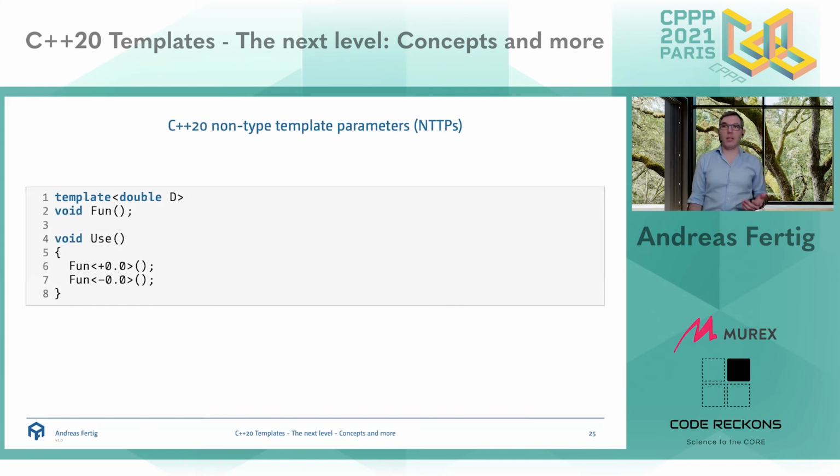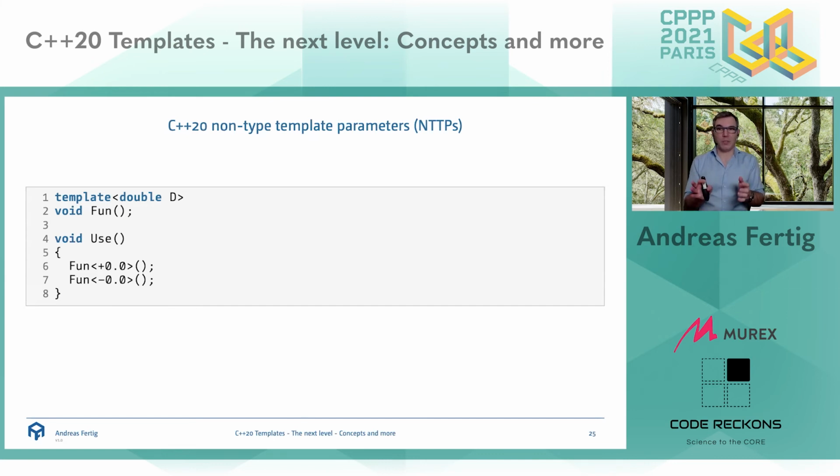Let's look at non-type template parameters. We now are able to use floating point types as non-type template parameters. In this example, I'm creating a function fun, which takes a double as a non-type template parameter. On lines 6 and 7, I'm calling it, and we can call it with, for example, a plus 0.0 and a minus 0.0. So we are preserving the mathematical correctness of the floating point value.